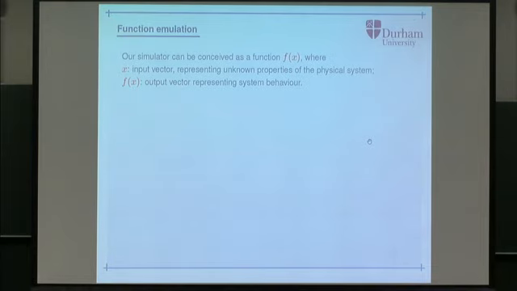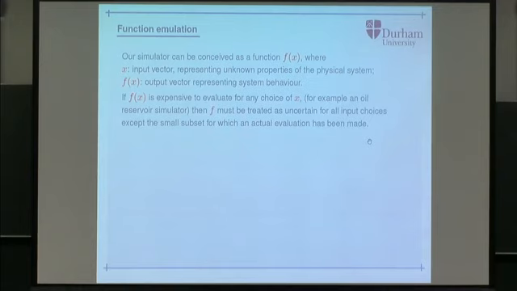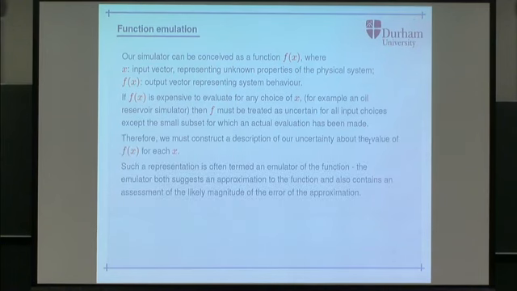Okay, so we have an expensive function. You know what we're going to do. We're going to emulate it. So here we go. We have a function. Our simulator takes inputs and gives outputs. So we have an input vector, system properties, like permeabilities, porosities. Output vector, system behavior, what's happening at the wells. If it's expensive to evaluate, for example, an oil reservoir simulator, then we have to treat the function as uncertain, except at the points that we've evaluated. So we want a description of our uncertainty about f of x for each x.